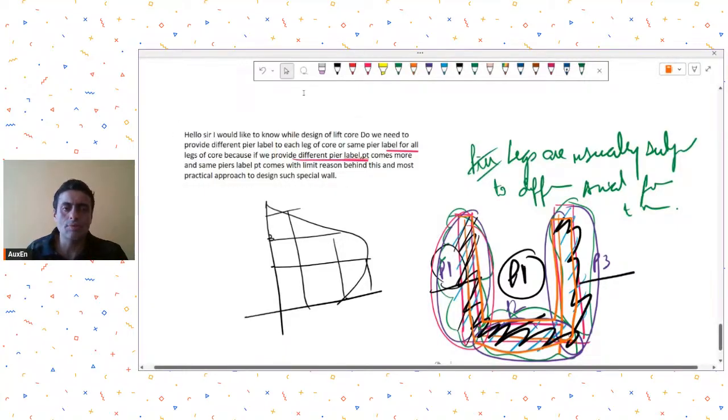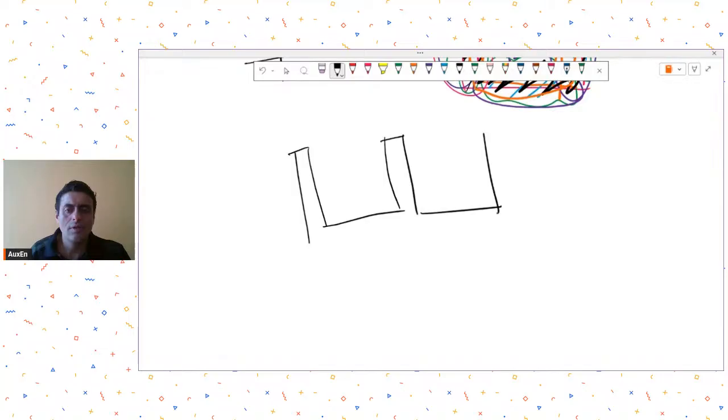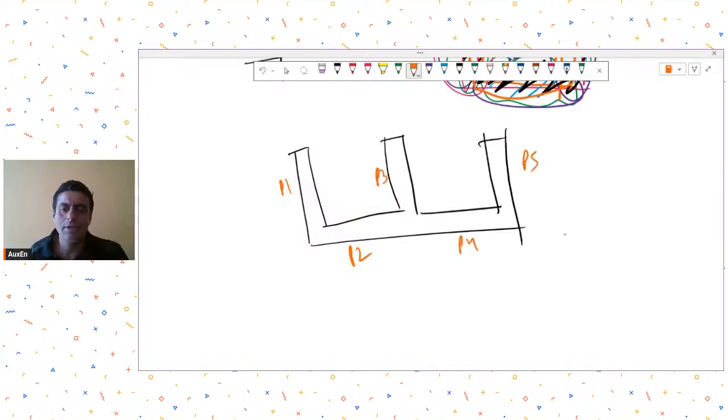So this is the most practical approach. Whatever is the shape. So sometimes you may get a shape like this where there are two lift cores. So in such cases, what I will recommend, you give separate pier labels. So each leg, try and give the separate pier label. Got it? Okay.